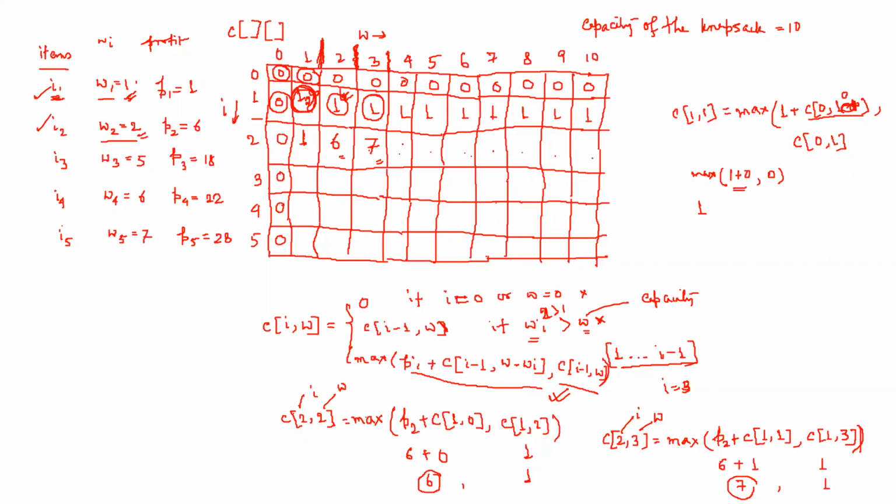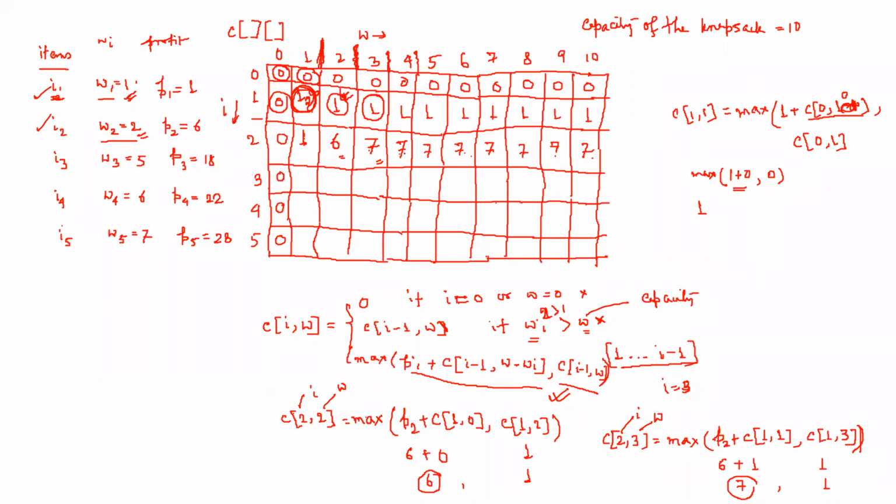Now if the capacity of the knapsack is 4, both of these items will be chosen, so it will be 7 again. If the capacity of the knapsack is 5, it will be 7 again. So it will be 7, 7, and 7.